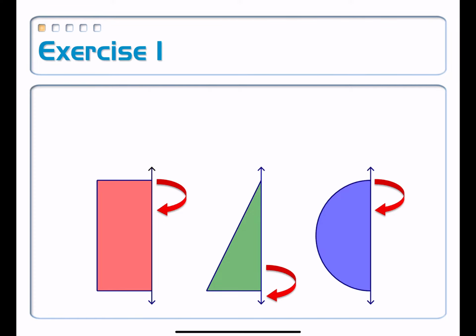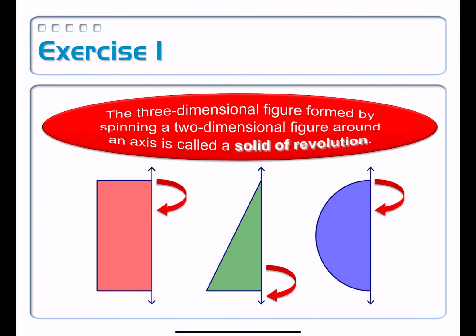As we saw from our shapes taped to a stick activity, if we take a two-dimensional figure and we rotate it around an axis, we're going to generate a three-dimensional figure called a solid of revolution. The three-dimensional figure formed by spinning a two-dimensional figure around an axis is called a solid of revolution.